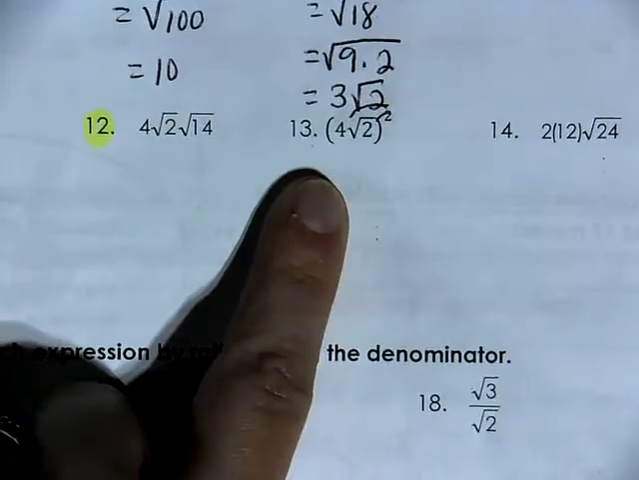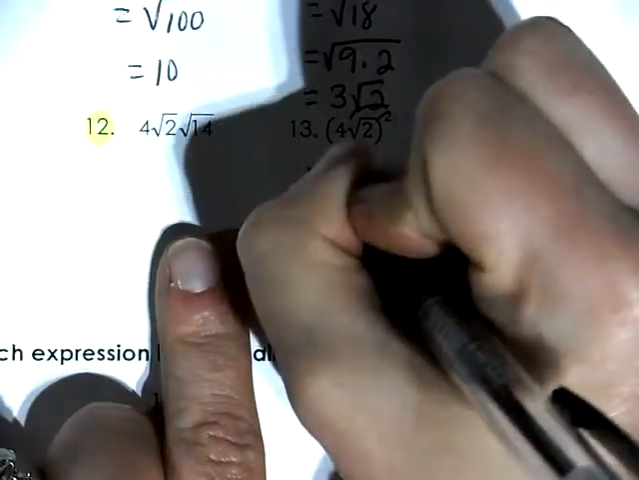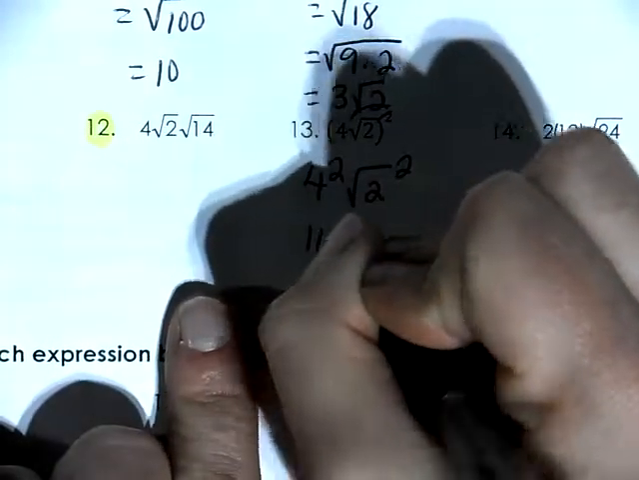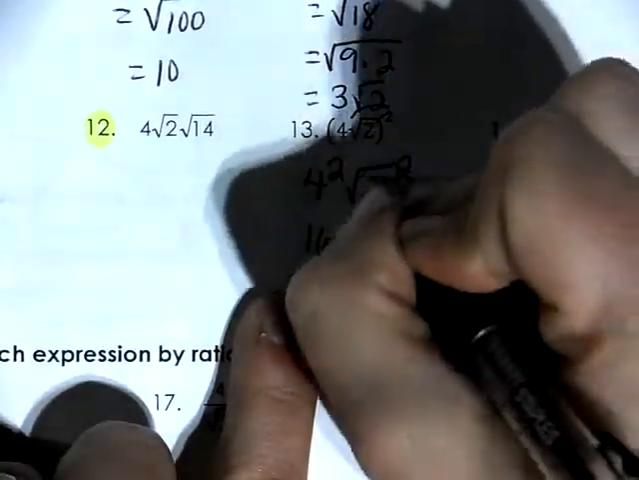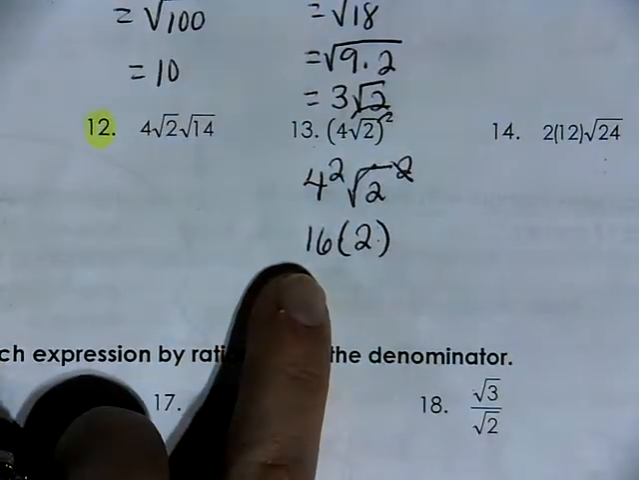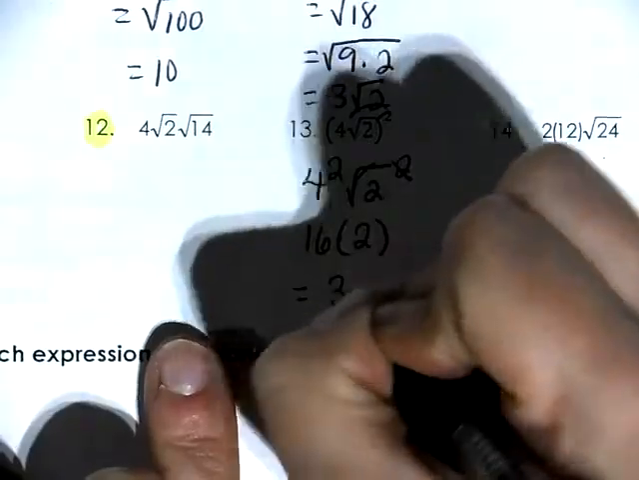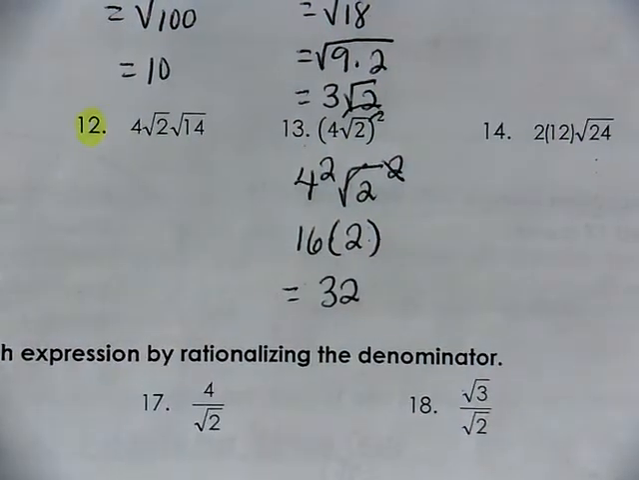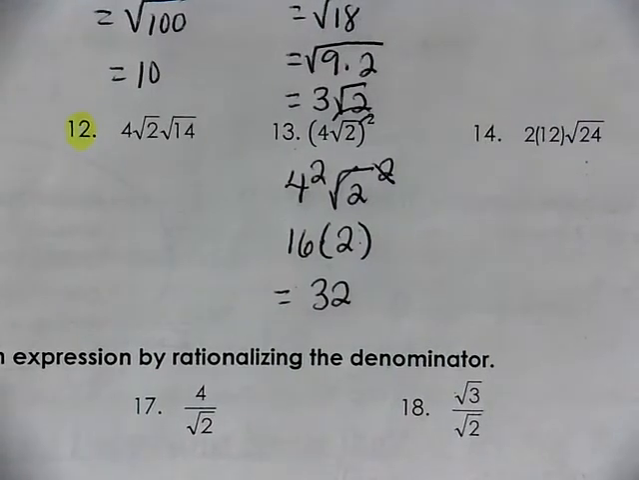So for 13, I'm going to distribute the square to each piece. So I have 4 squared times the square root of 2 squared. 4 squared is 16 times the square and the square root eliminate, leaving me with the number 2. 16 times 2 is equal to 32. For these types of problems, the square root will always eliminate.